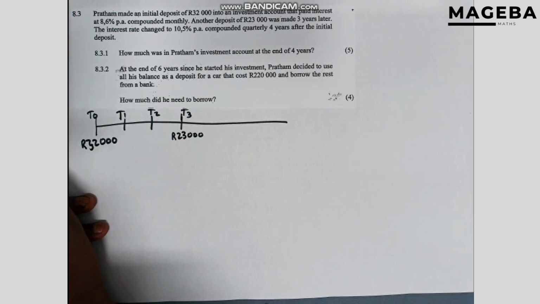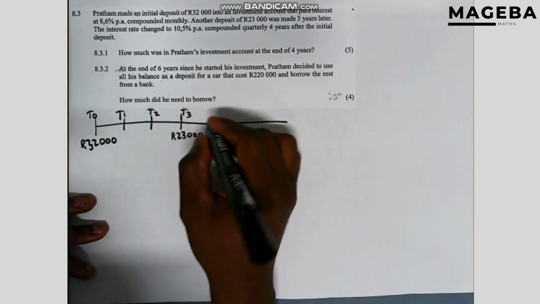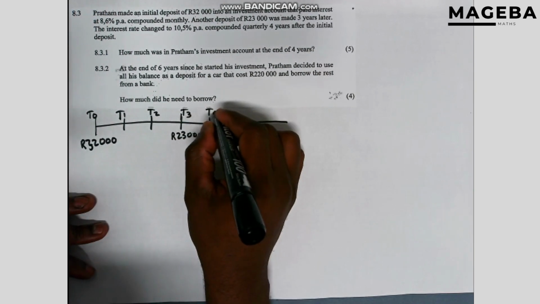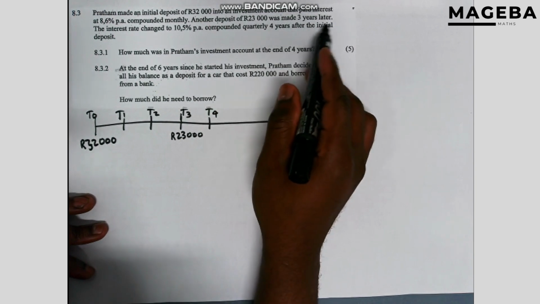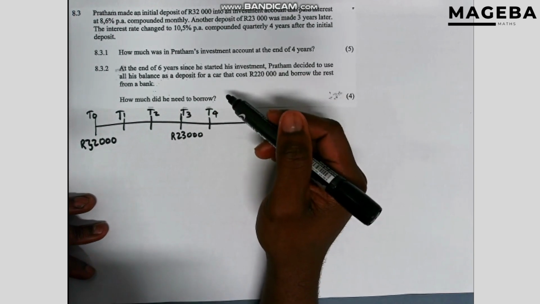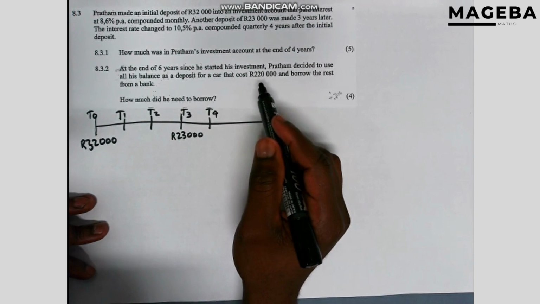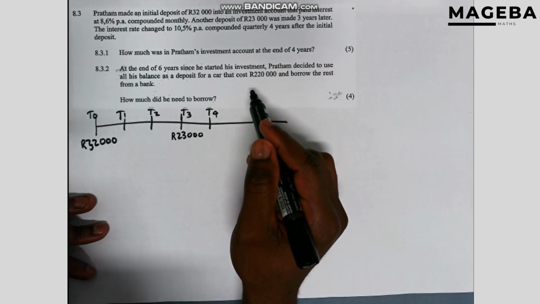And then the interest rate to 10.5% quarterly. After 4 years, the interest rate changes to 10.5%. 4 years, then it's T4. 4 years after the initial deposit. Now we need to count the 4 years after the initial deposit.